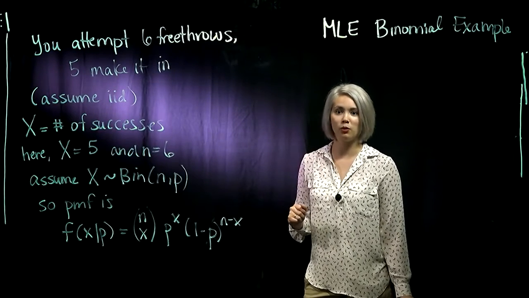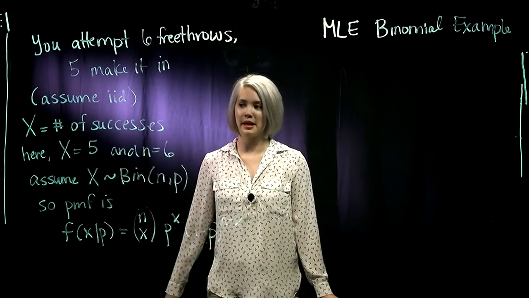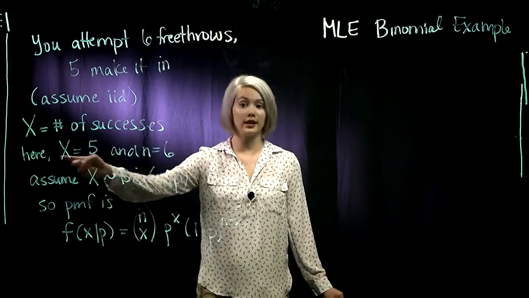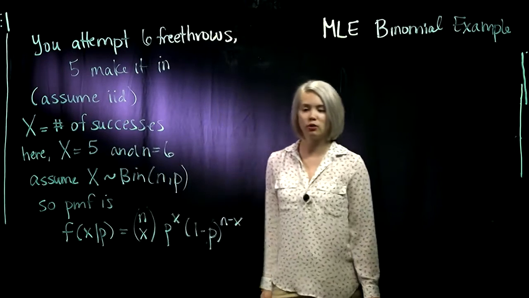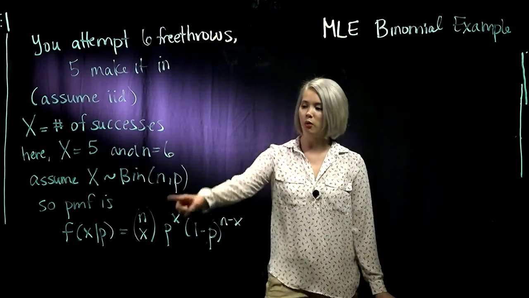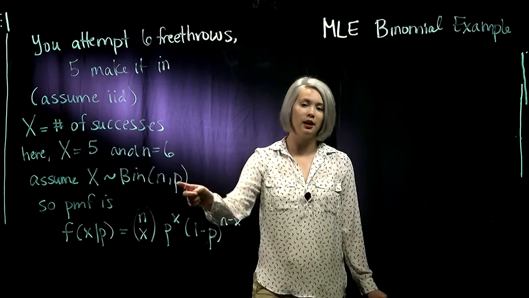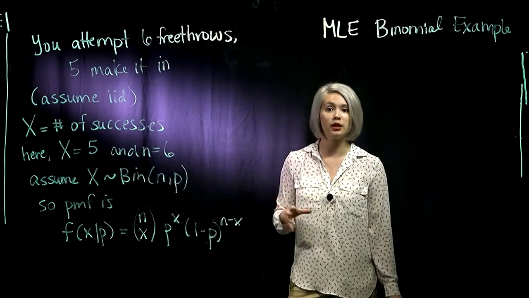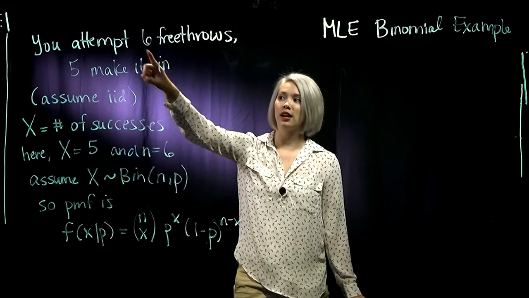So in this case, if we define a random variable X as the number of successes, the number of shots that make it in, then in our case here, we have X equals 5, and we have 6 attempts, so we have n equals 6. So in other words, our random variable X has this binomial distribution with n equals 6 and p unknown. So p is the probability of the shot making it in the basket. Okay, so p is unknown. This is what we're looking for based on the fact that you have 6 shots, 5 of them made it in.